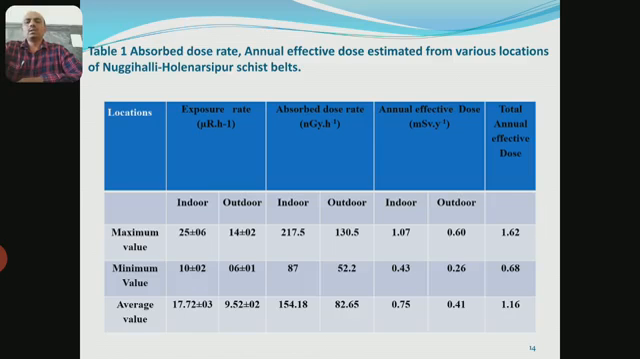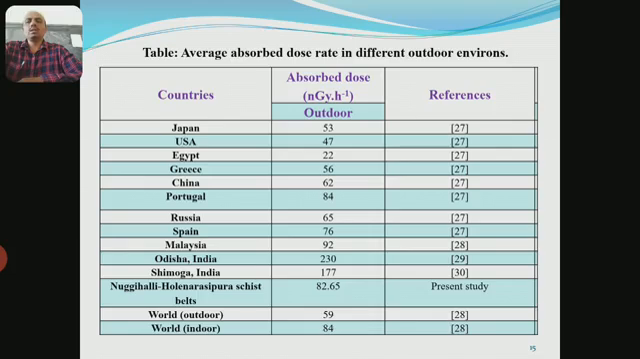The results and discussion. In the results and discussion, we measured at different locations. In the different locations, we get the maximum value and minimum value at some places. It is quoted in this table 1. In this, the total annual effective dose we calculated, the minimum value we get is 0.68 millisievert per year, and the maximum value is 1.62 millisievert per year. The average value is 1.16 millisievert per year.